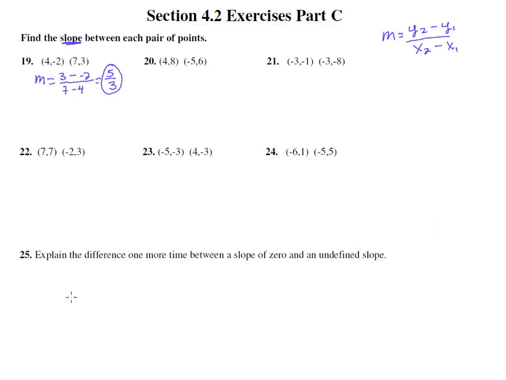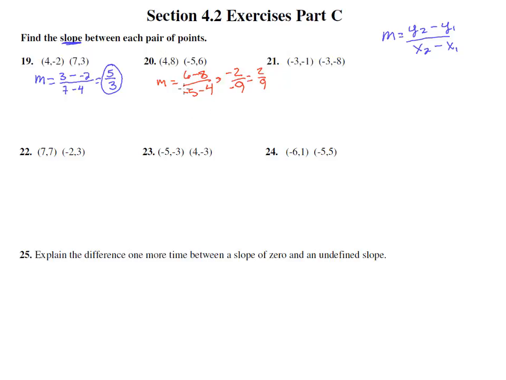Okay. Now, number 20. Slope is y minus y, that's 6 minus 8 over negative 5 minus 4. So we're always subtracting in the same direction, 6 minus 8, negative 5 minus 4. 6 minus 8 is negative 2. Negative 5 minus 4 is a 9 with a negative sign on there. That makes it a positive 2/9.